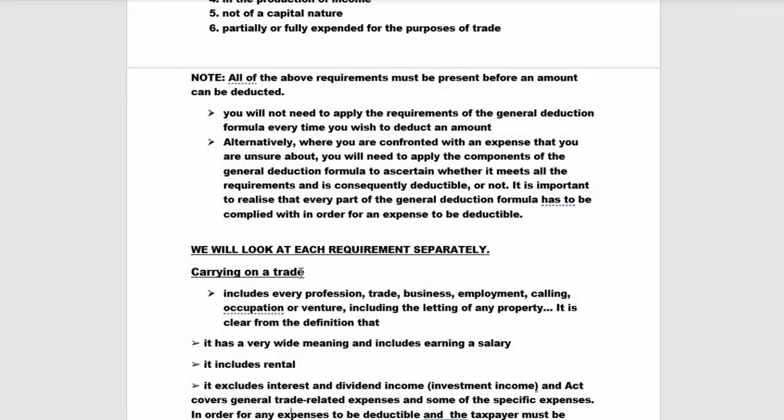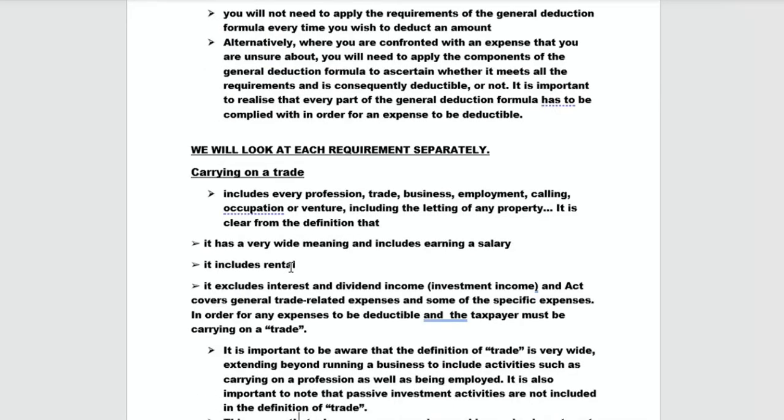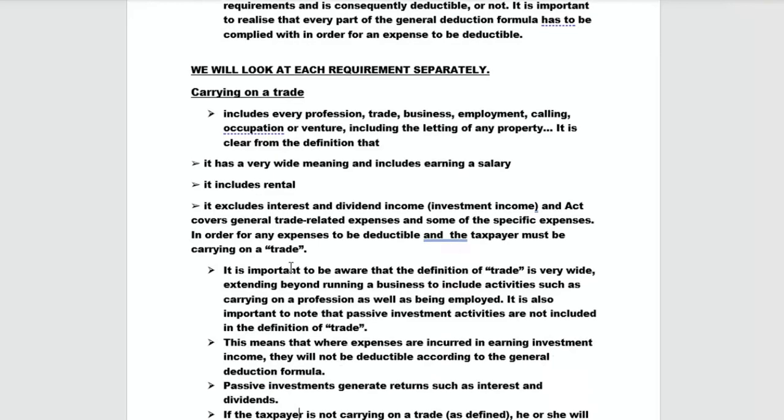All right, let's look at each requirement separately. Carrying on a trade is one of the requirements, which includes every profession, trade, business, employment, calling, occupation or venture, including the letting of any property. It is clear from the definition. So it should go along with the definition of the requirements of a trade.